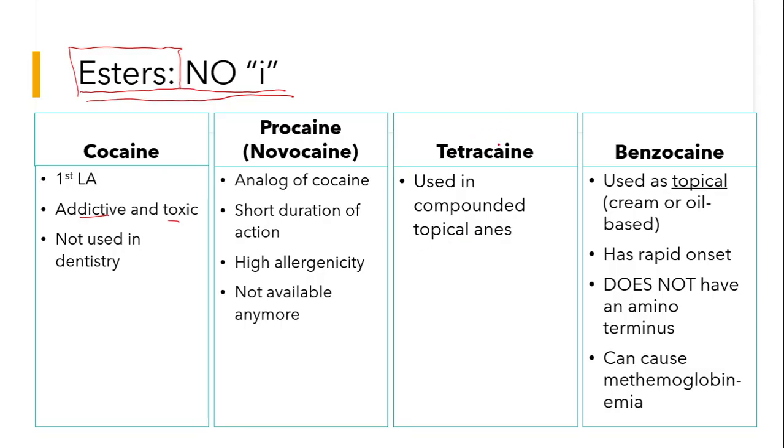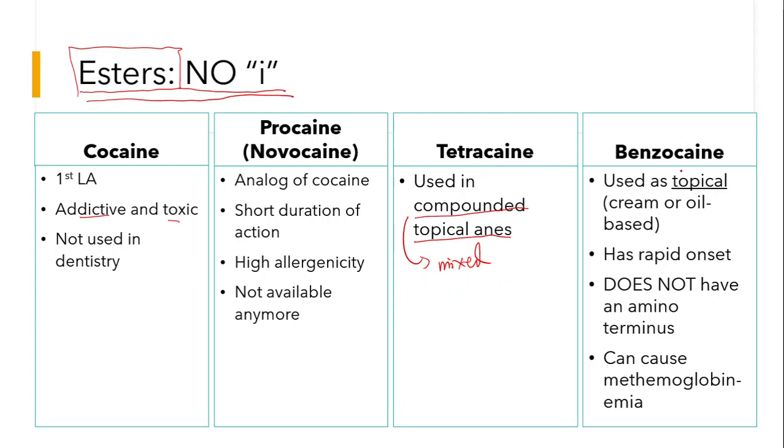Okay? Now, tetracaine. Tetracaine is used in dentistry but only in compounded topical anesthetics. Compounded topical anesthetics, what does that mean? Compounded meaning it is mixed with other agents such as your benzocaine. Okay? So, tetracaine is used in topical anesthetics but not as a standalone. It is mixed with other agents.